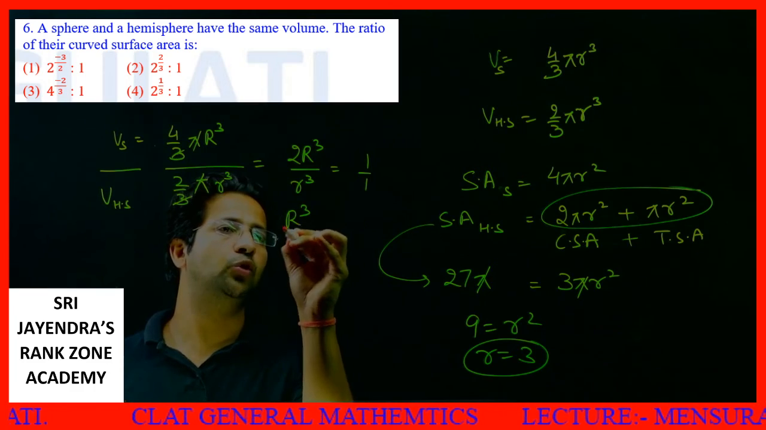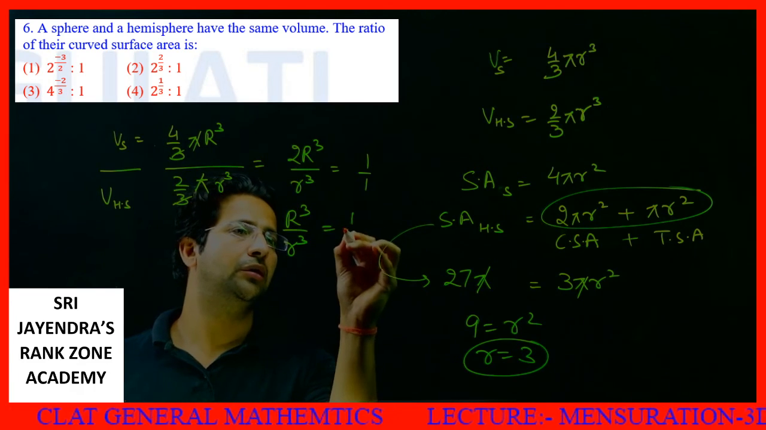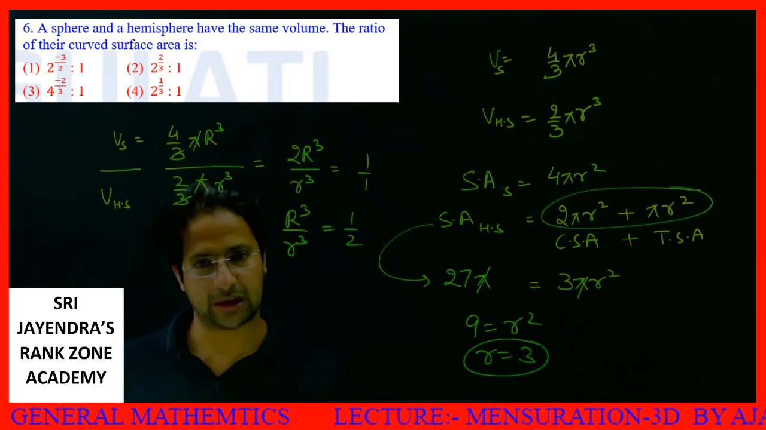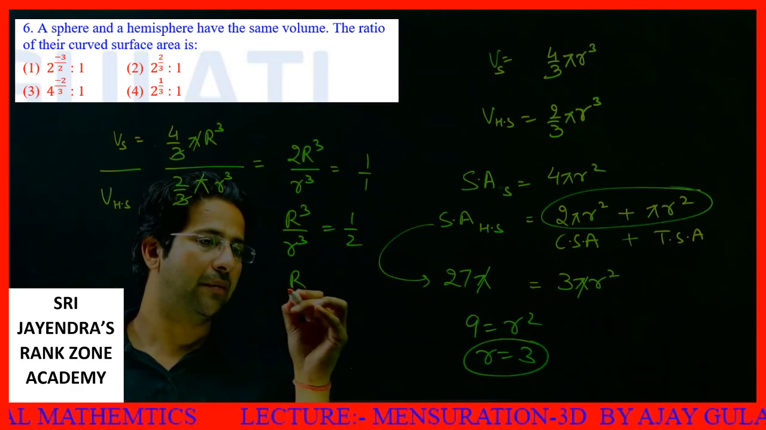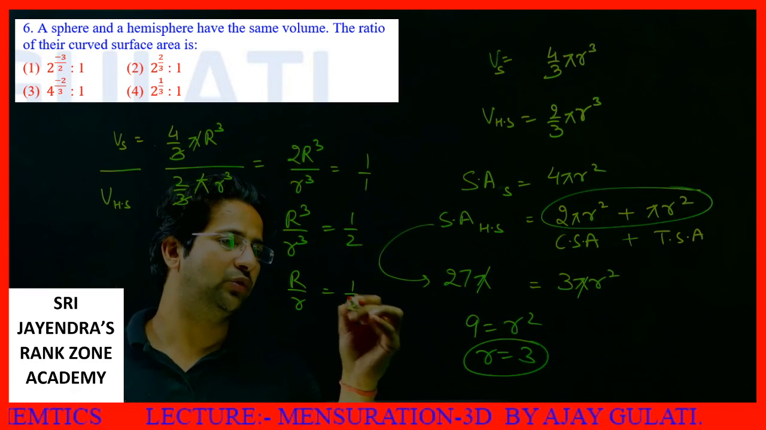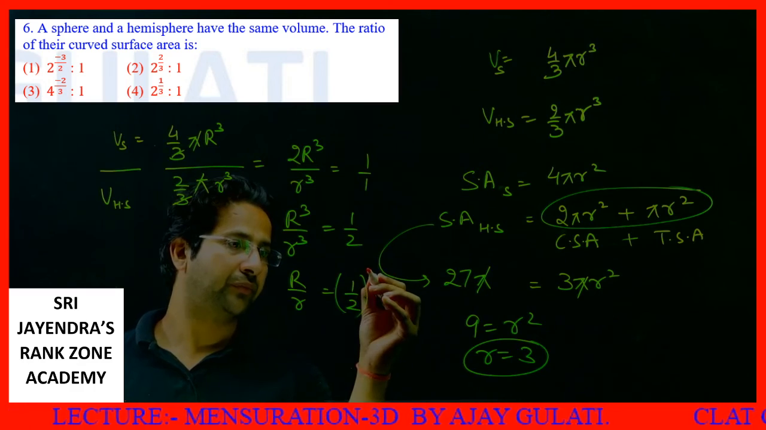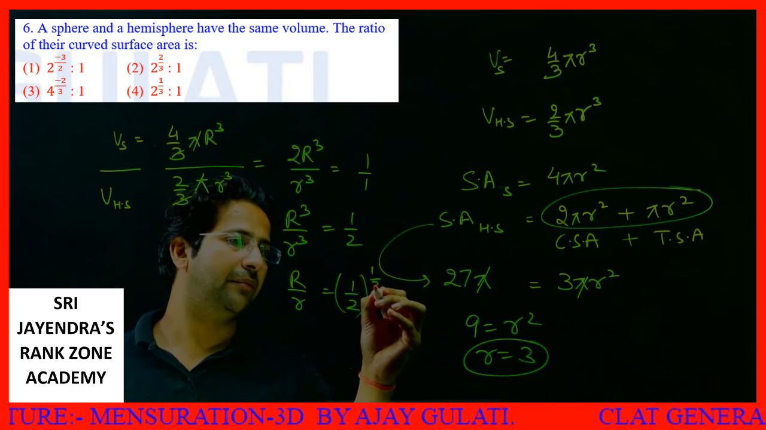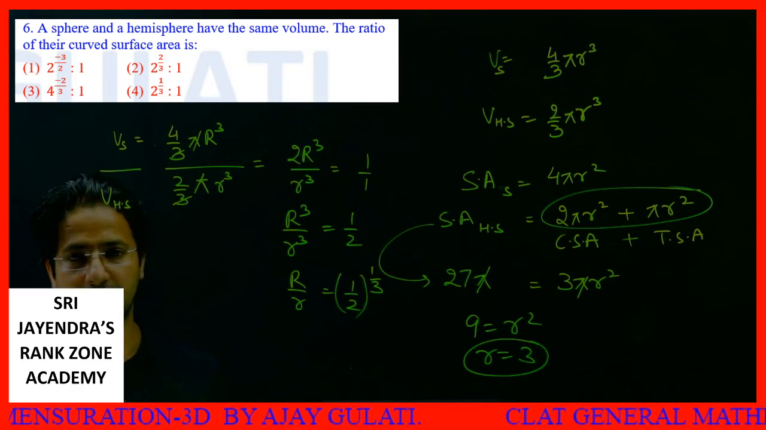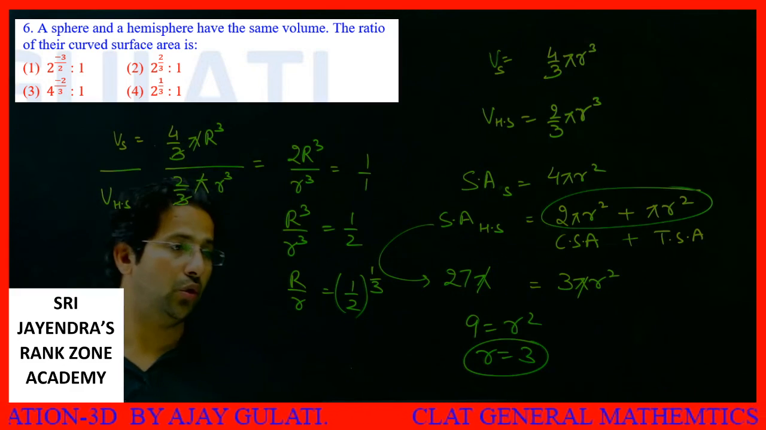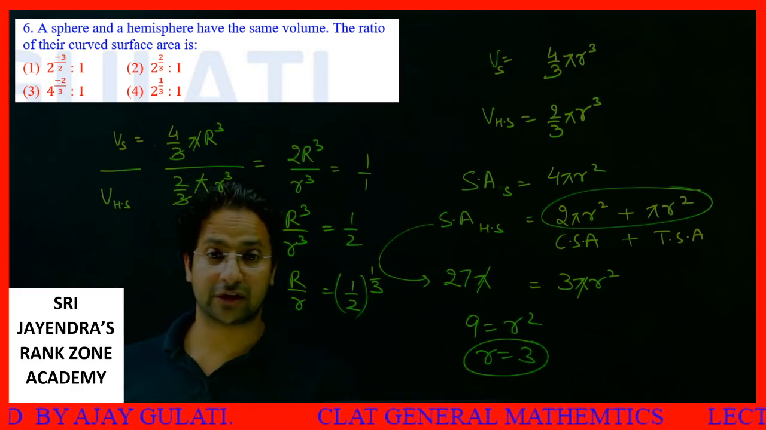Now r cube by R cube will be what? 1/2. Clear? Okay. r upon R will be what? 1/2 raised to the power 1/3, because I'm cancelling the cube over here. Now we need the ratio of their curved surface area.